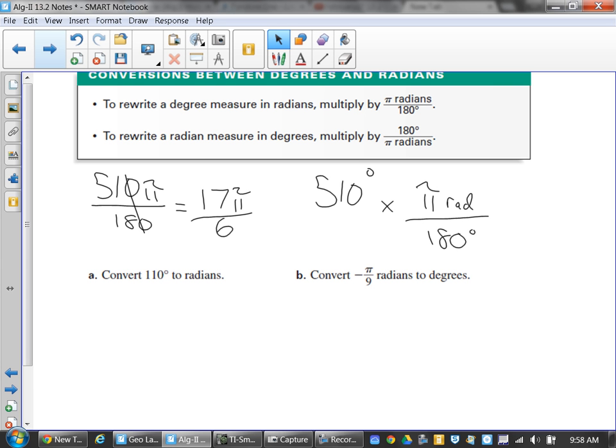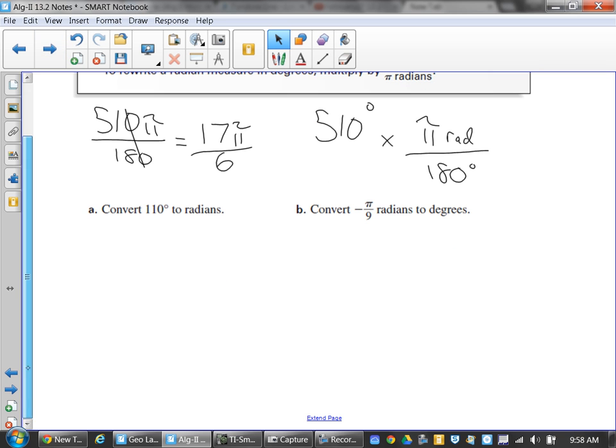Can you just give an example? I'm getting there. Let's look at this one. 110 to radians. I'm going from 110 degrees to radians. Slap a pi next to it. Put it over 180. Okay. Yeah. 11 pi over 18.